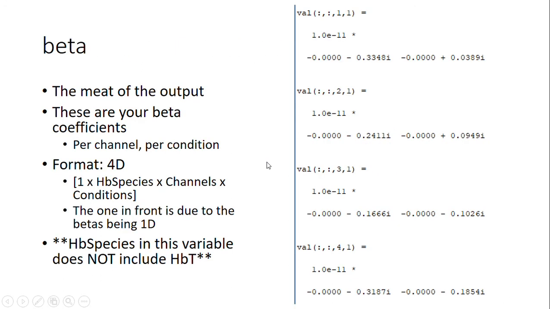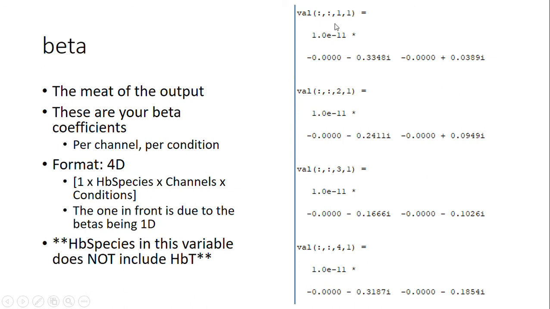Then you get to your betas. This is going to be, as I put, the meat of your output. I think I've said that twice now. These are just your beta coefficients. They're going to be per channel, per condition. The actual variable itself is 4-dimensional, which is 1 times the number of hemoglobin species times the number of channels and the number of conditions.